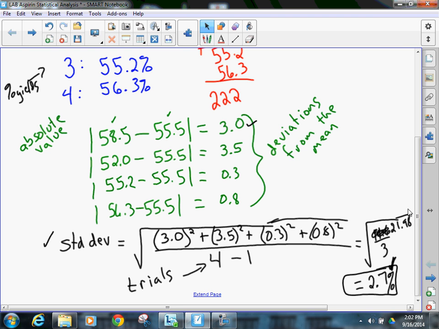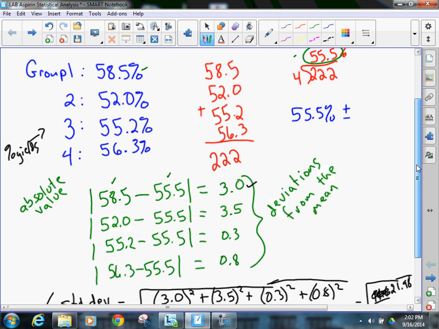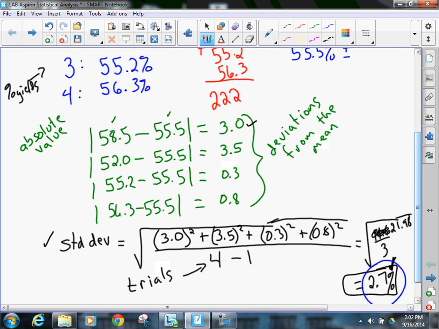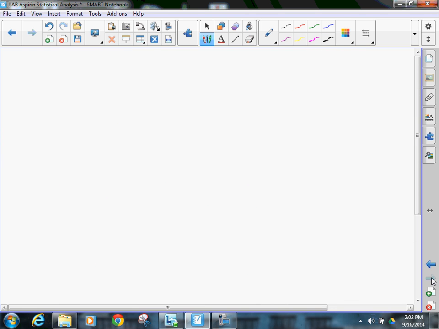So what do we do with this? We can report our final answer from this lab as the best number to represent what we think we should get from this lab, which is the mean, the average of all the groups, which was 55.5%, plus or minus your standard deviation, which was 2.7%. So plus or minus 2.7%. Okay, this is what our final answer is.